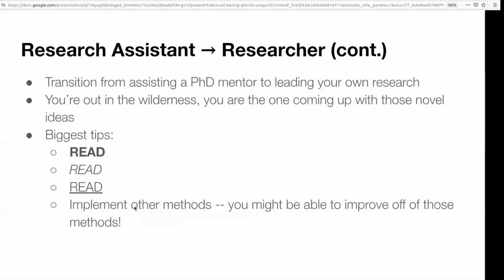So, like I said, it's transitioning from assisting a PhD mentor to being your own researcher. And you are the one coming up with these novel ideas. So you're not just implementing what your PhD or maybe master's mentor tells you to implement. You're the one who has to devise these new ideas. And so the biggest tip for this by far is read, read, read. Because you need to understand where your novel work will situate itself in all of the current research related to your topic.